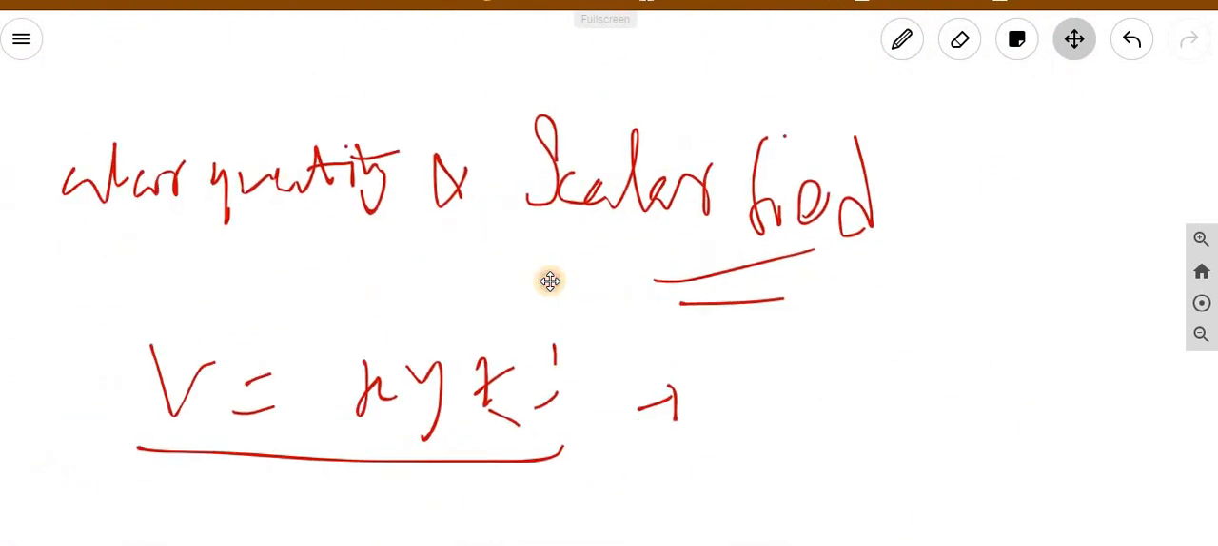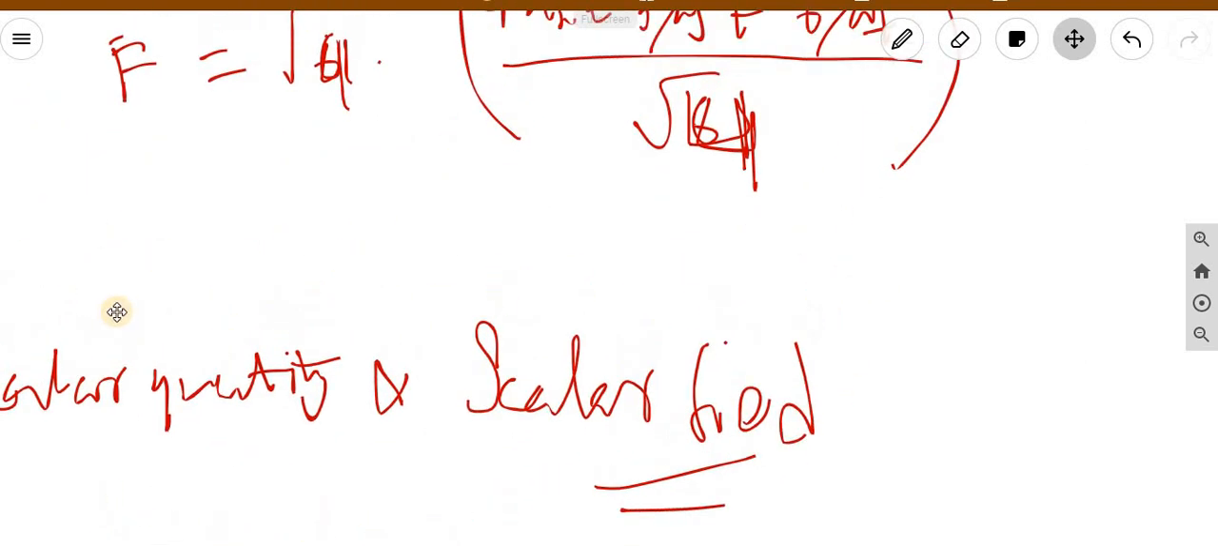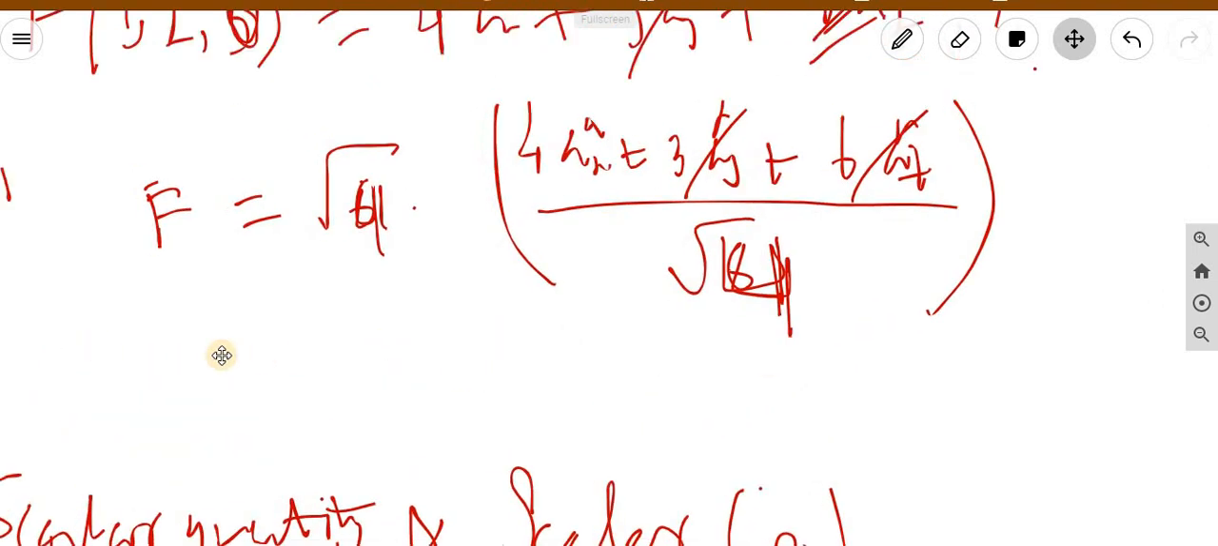Now the point is the scalar quantity and the scalar field. What is that scalar quantity? A vector has a vector quantity and a vector field. Before jumping into this topic, I want to clear up the vector field. A vector field is nothing but a function; the magnitude and direction of that function will change throughout the region.